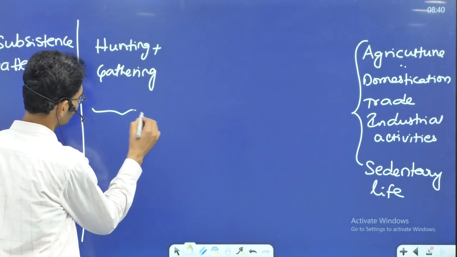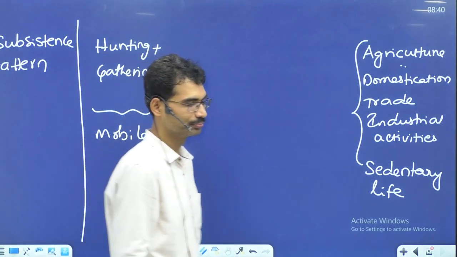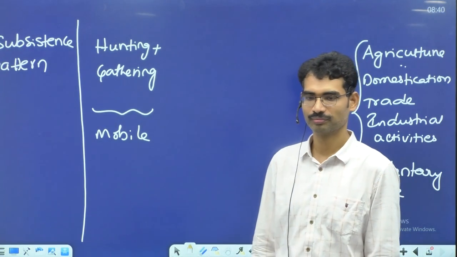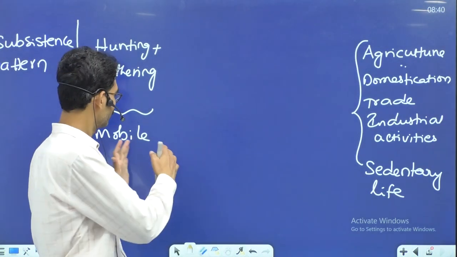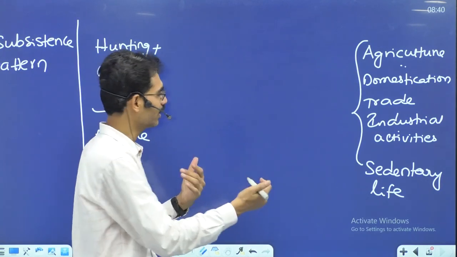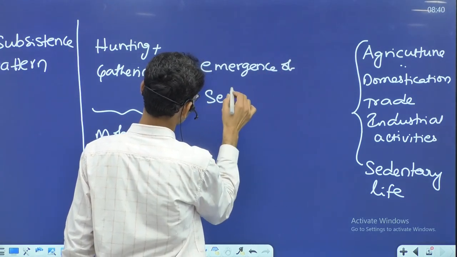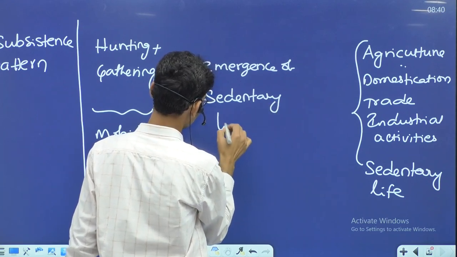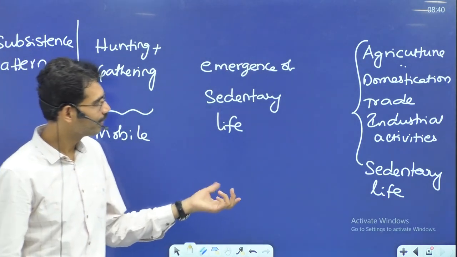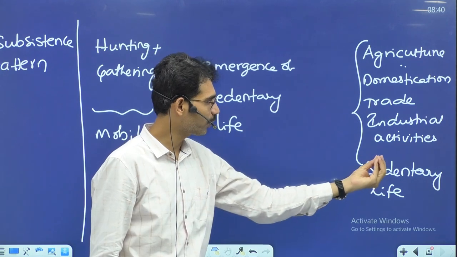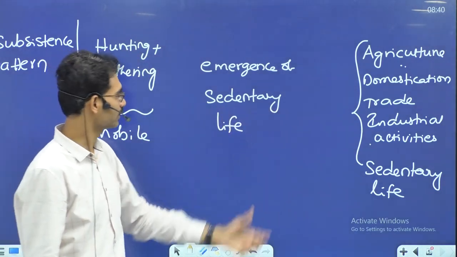And this is mobile, moving from one place to the other in search of food. And in protohistory, it's a combination: for some time mobile, for some time sedentary, with the emergence of sedentary life. Chalcolithic cultures give this evidence. That gives the evidence of agriculture, domestication, the starting point of trading activities, the starting point of industrial activities, village setup, those things.